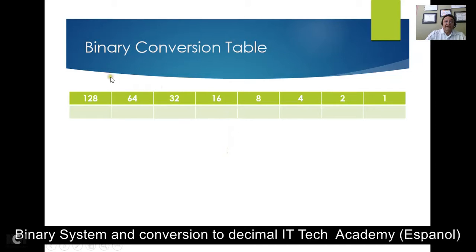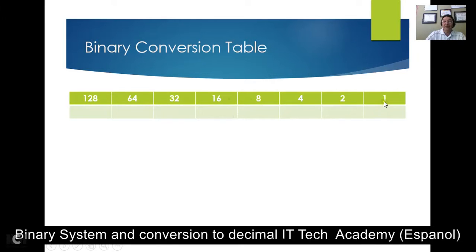Now, how can we convert binary to decimal? For us, it's very hard to see zeros and ones and understand what they mean. So the easy way is using a table, and we create this table with the number 1, then we start multiplying by 2. 1 times 2 is equal to 2, 2 multiplied by 2 is 4, 4 multiplied by 2 is 8, and we will get to 128.